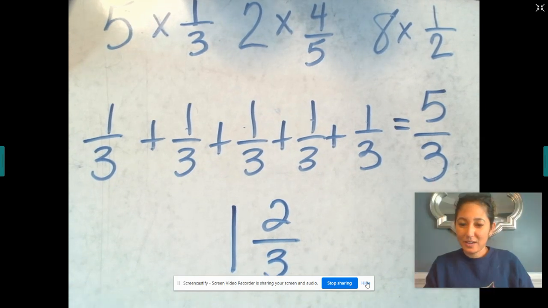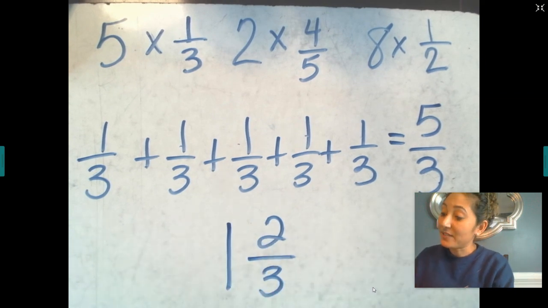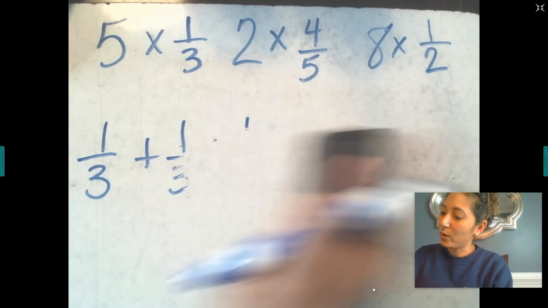5 divided by 3 is 1 with 2 left over, and the denominator is 3. Okay, let me get rid of that. It's a little distracting. So that's one way to do it, 5/3. Now, 5 times 1/3 is 5/3, or 1 2/3.